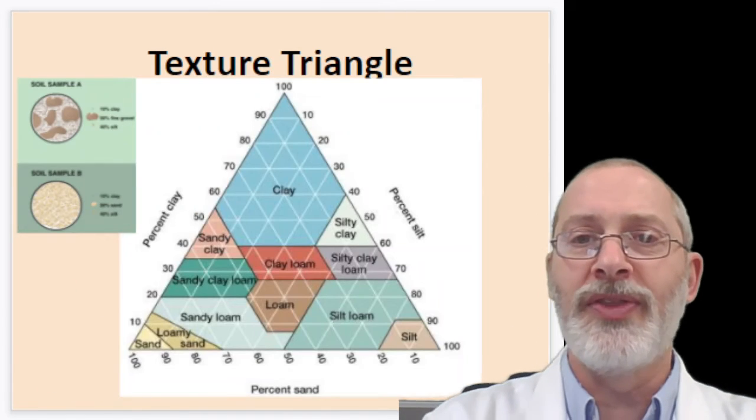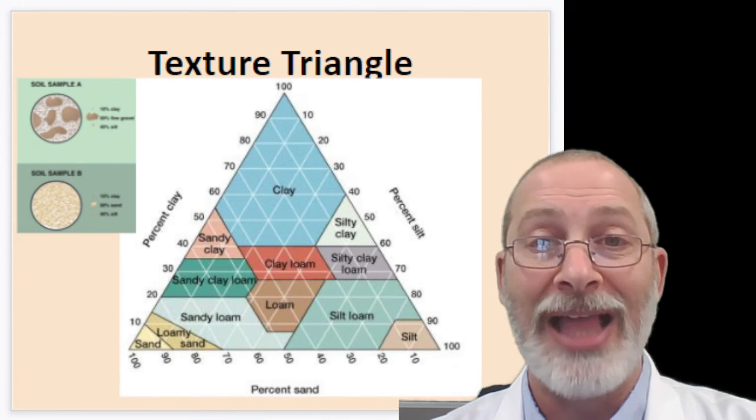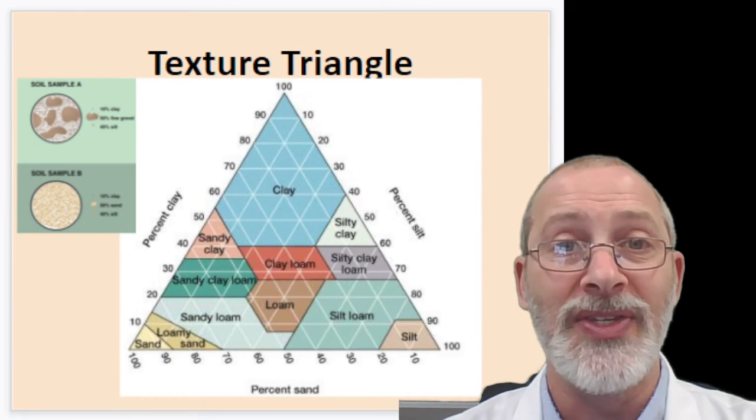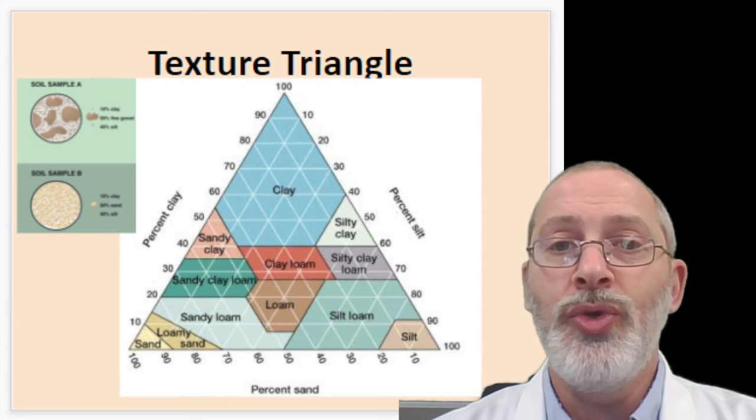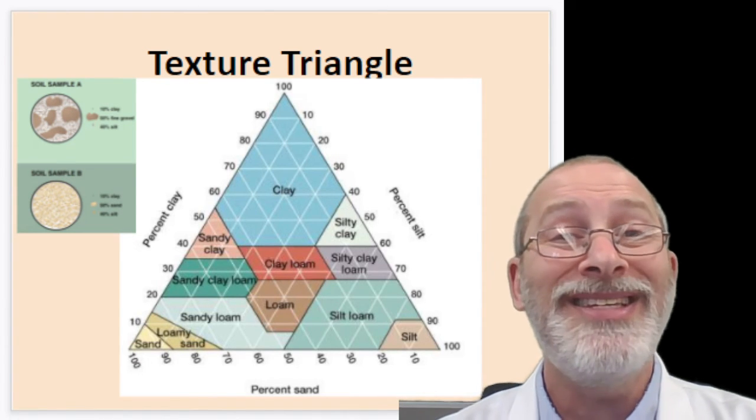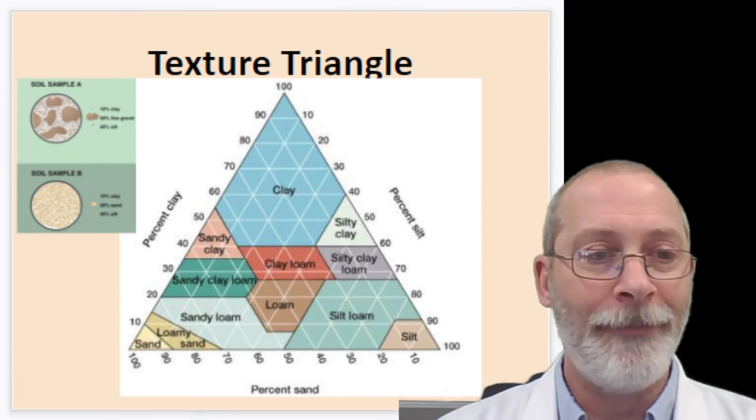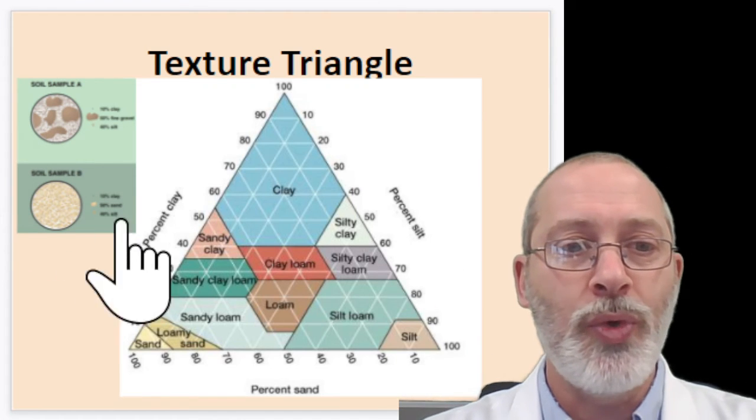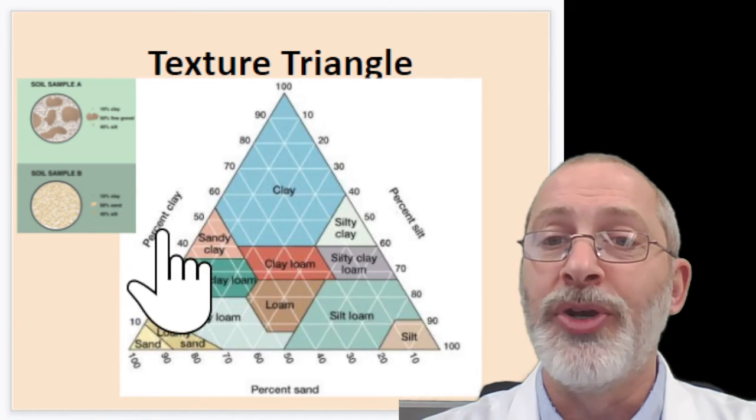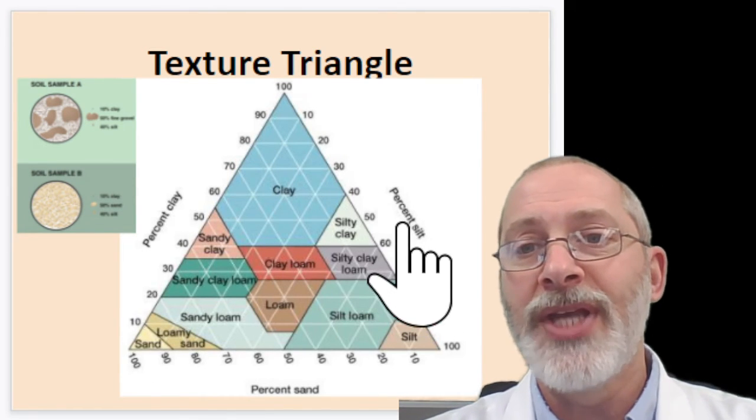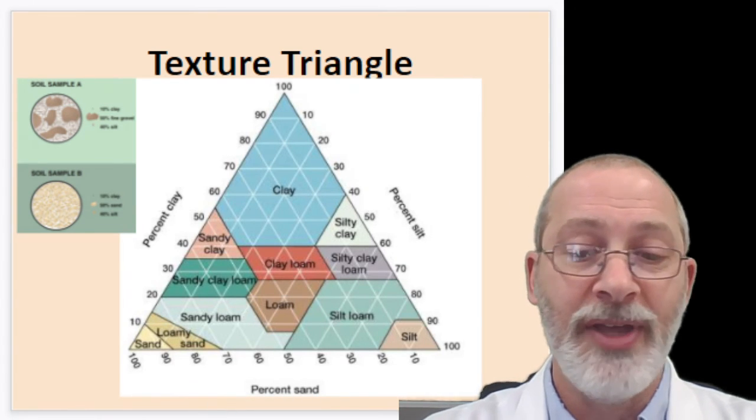But we're going to be working with something called a texture triangle. And again, this is something we'll be doing in the lab this week. We're going to be analyzing a sample of soil. And we'll be learning how to use this interesting three-sided graph called a texture triangle. And let me just point out a few things real quick on this texture triangle. On one side, we have the percentage of clay. On the other side, we have the percentage of silt. And on the bottom, we have the percentage of sand.